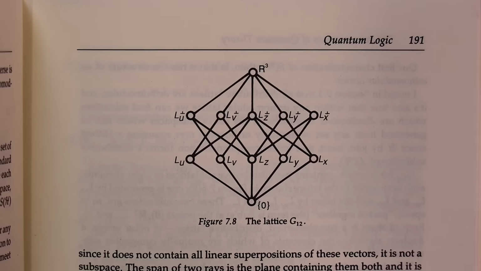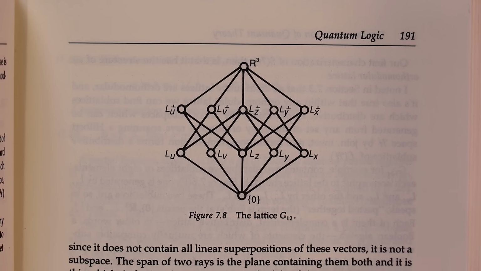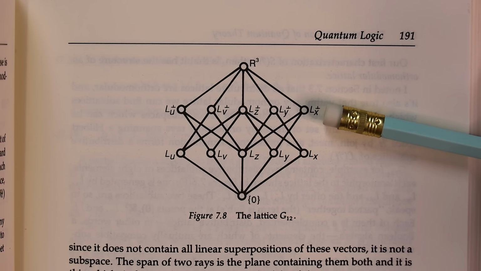This figure 7.8 is showing a kind of logical lattice that would work for quantum events. Here things are subspaces of R3, which is at the very top. That's all of real space.